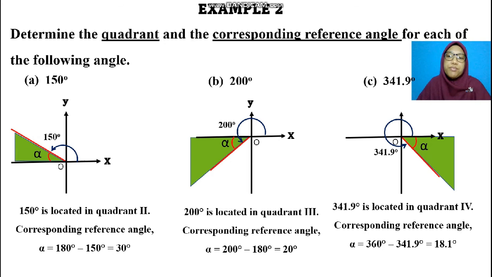The last question, 341.9 degree. This angle is more than 270 degree but less than 360 degree. So we mark in the fourth quadrant. Then we identify the position of corresponding reference angle. To calculate the corresponding reference angle, 360 degree minus 341.9 degree. Finally, we will get the answer 18.1 degree.